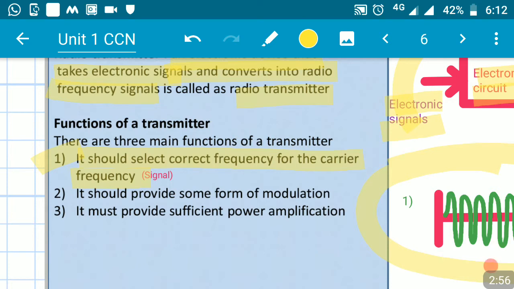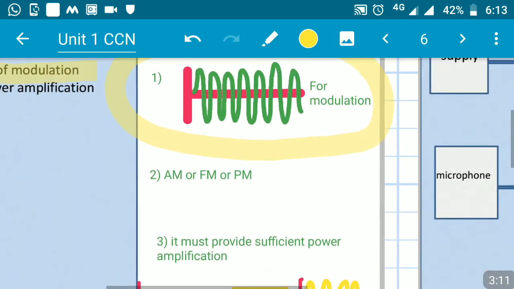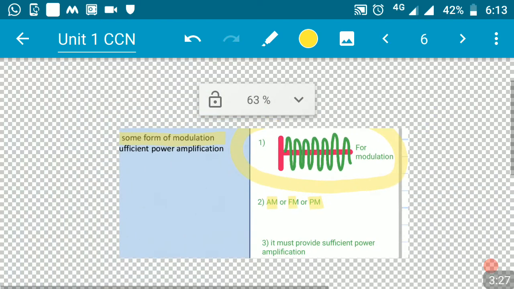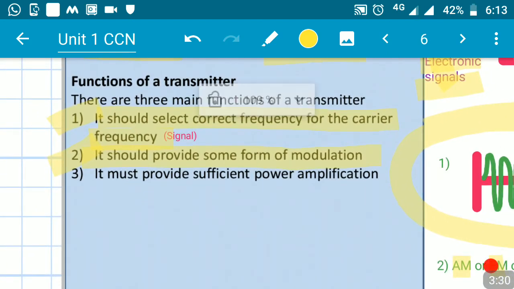The second important function of a transmitter is that it should provide some form of modulation. Modulation can be any of the three things available on the screen: amplitude modulation, frequency modulation, or phase modulation, or any combination of them. The reason behind modulating the signals is what we already discussed in the need for modulation in one of the previous videos. So some modulation needs to be done, and that is one of the main functions of a transmitter, to transmit the signals over longer distances through the radio communication system.